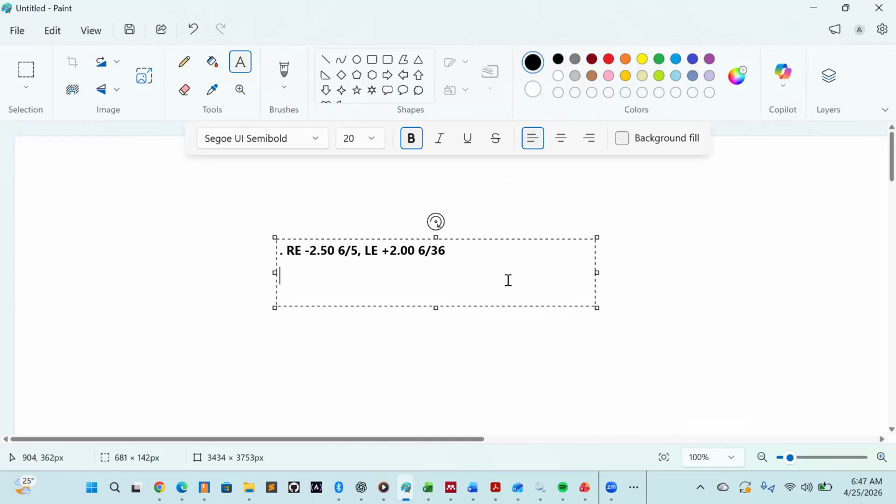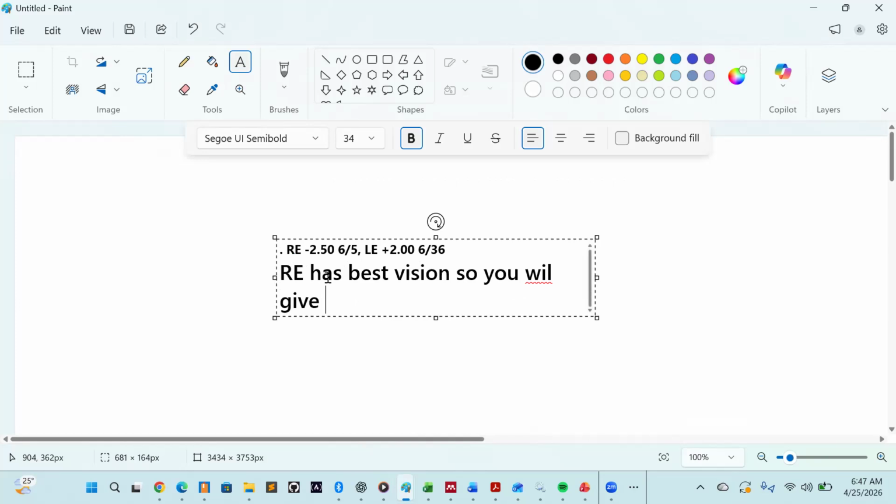So again, the vision is always the most important to check first. Which one has a good vision between these two? 6/5 or 6/36? Obviously, the right eye has the best vision. So you give the best, you give full correction for the right eye because this eye is already amplified.